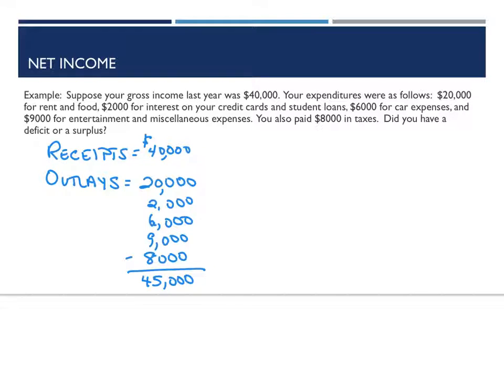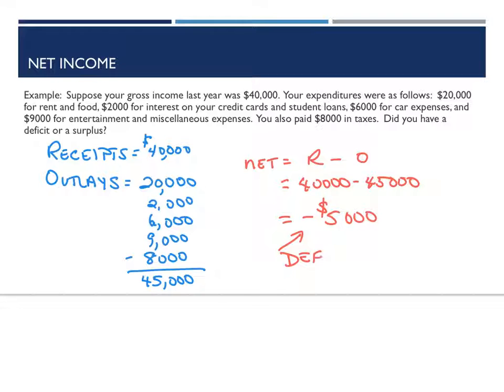Your net income is your receipts minus your outlays. So 40,000 minus 45,000 means my net income is negative 5,000. The fact that my net income is a negative means that I have a deficit.